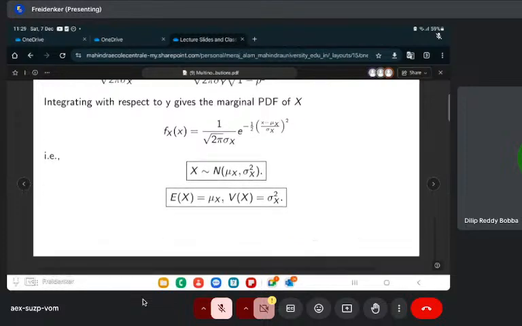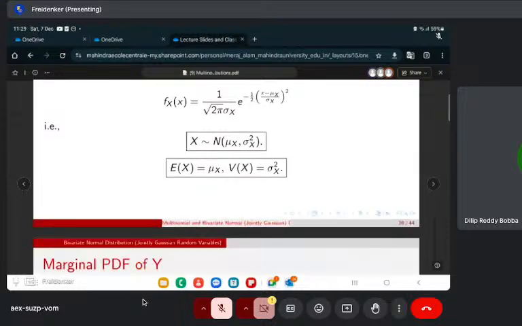Yes, this one. So this is what I'm trying to tell you. We know x is a normal random variable, right? So it belongs to the normal probability distribution with mean mu x and variance sigma square x. That is fine. See, mean is mu x, variance is sigma square x.